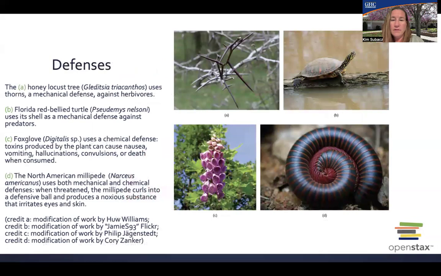Different types of defenses that plants and animals may have. The locust tree absolutely has these gigantic thorns.